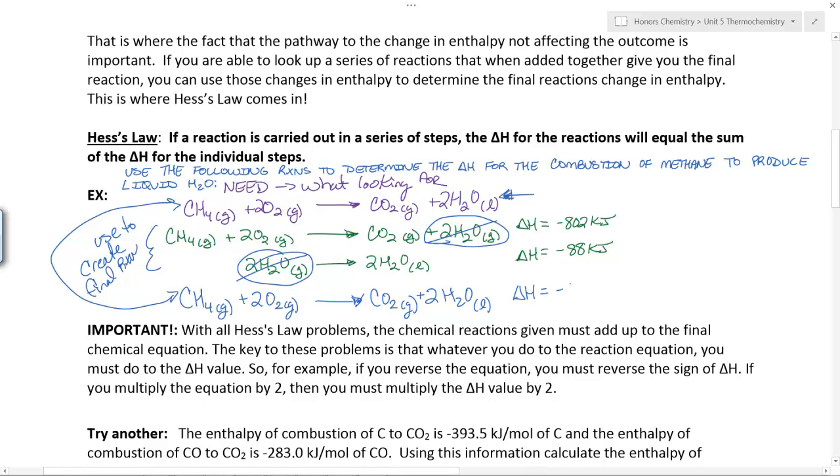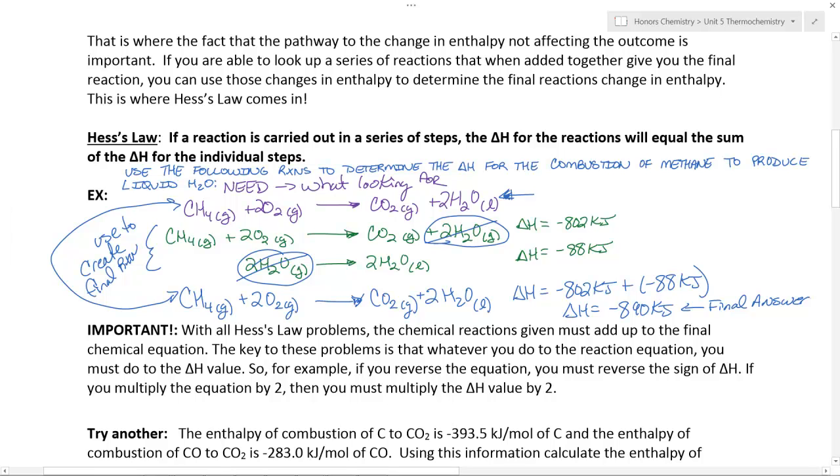So delta H is going to be equal to negative 802 kilojoules plus negative 88 kilojoules, which, even I can do this math in my head, comes out to an overall delta H of negative 890 kilojoules. This is actually the final answer we were looking for. So now we know that if you combust methane and you form liquid water instead of gaseous water, you release 890 kilojoules of energy instead. And that should hopefully make sense.